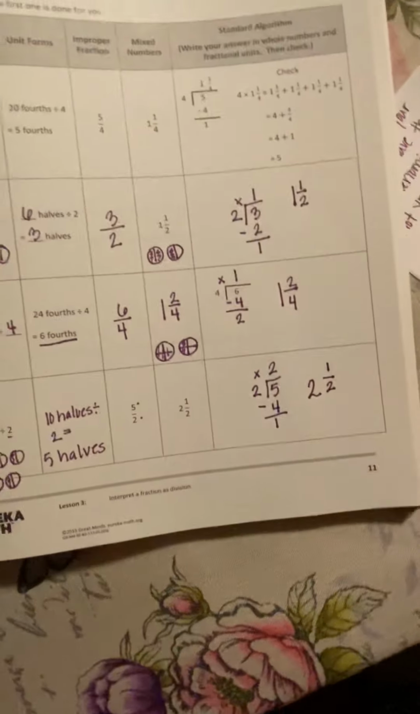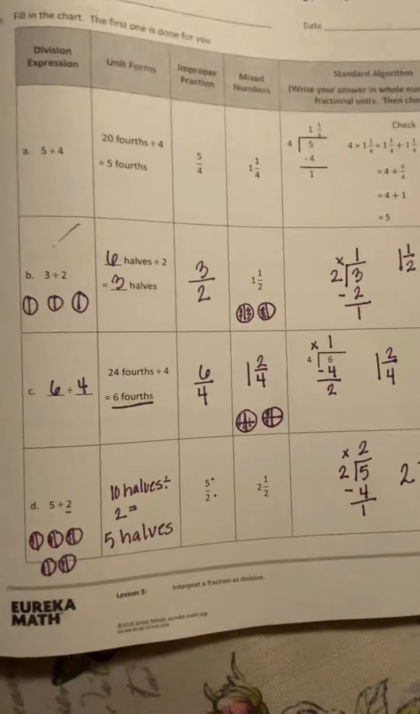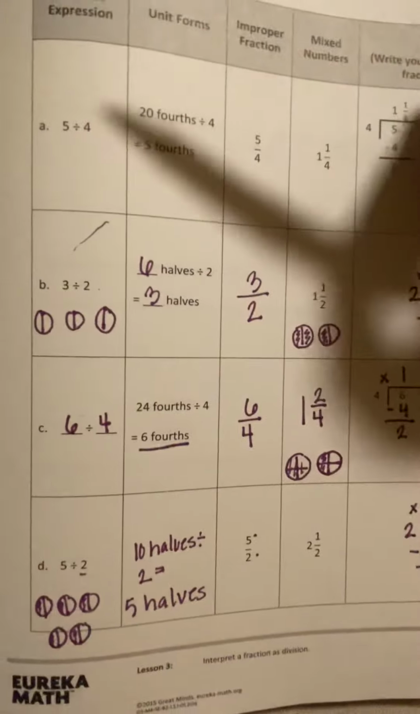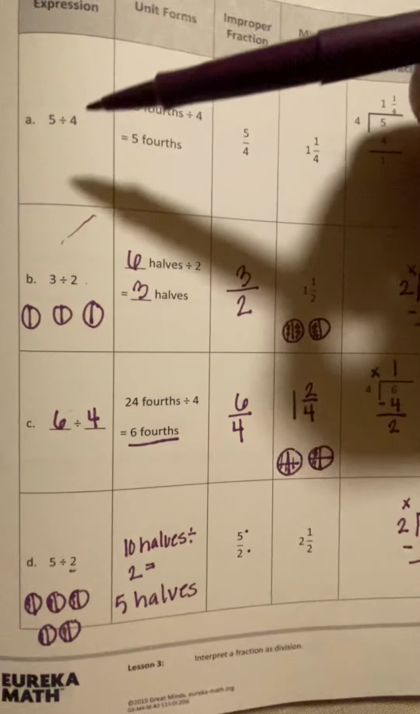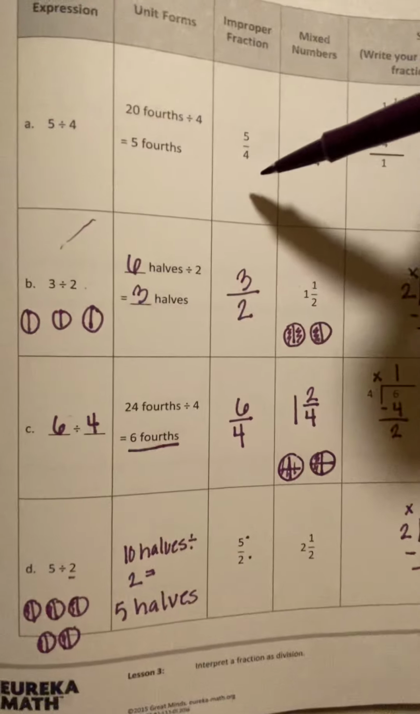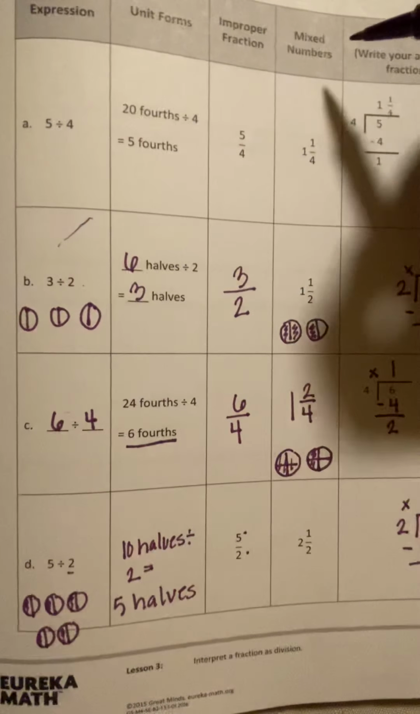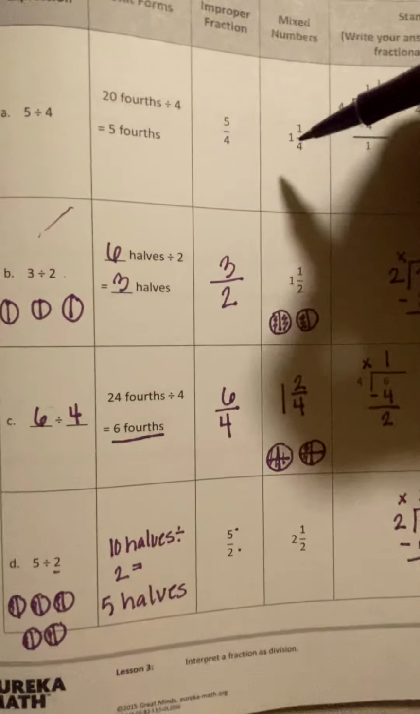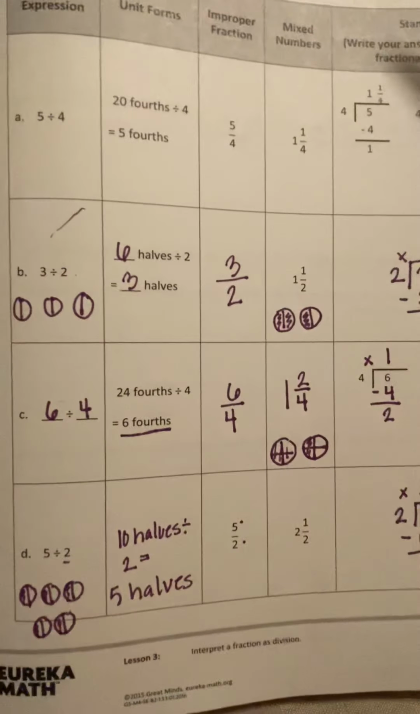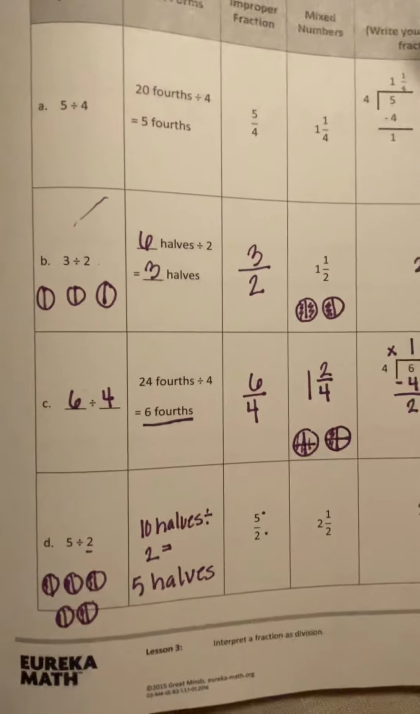Okay, so it's all related. All you're doing, if you notice, like in the previous lesson, is that 5 divided by 4 is the same thing as 5 over 4. And then you would work on changing it to a mixed number by drawing out your little pizzas like we've done in class.